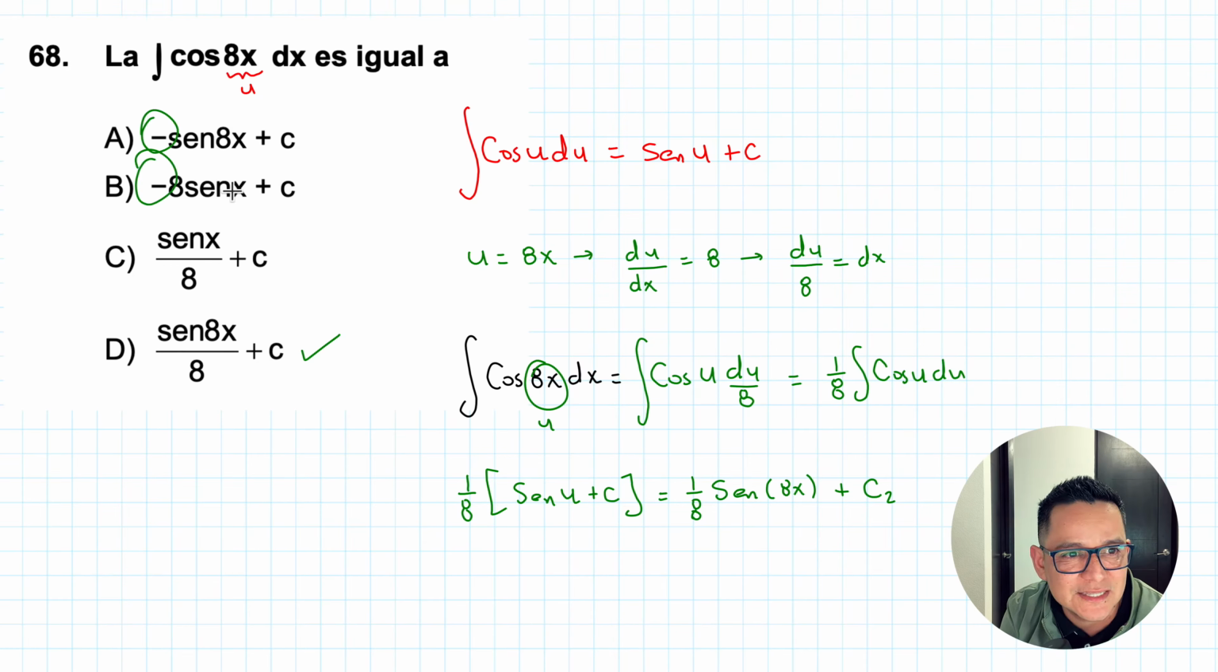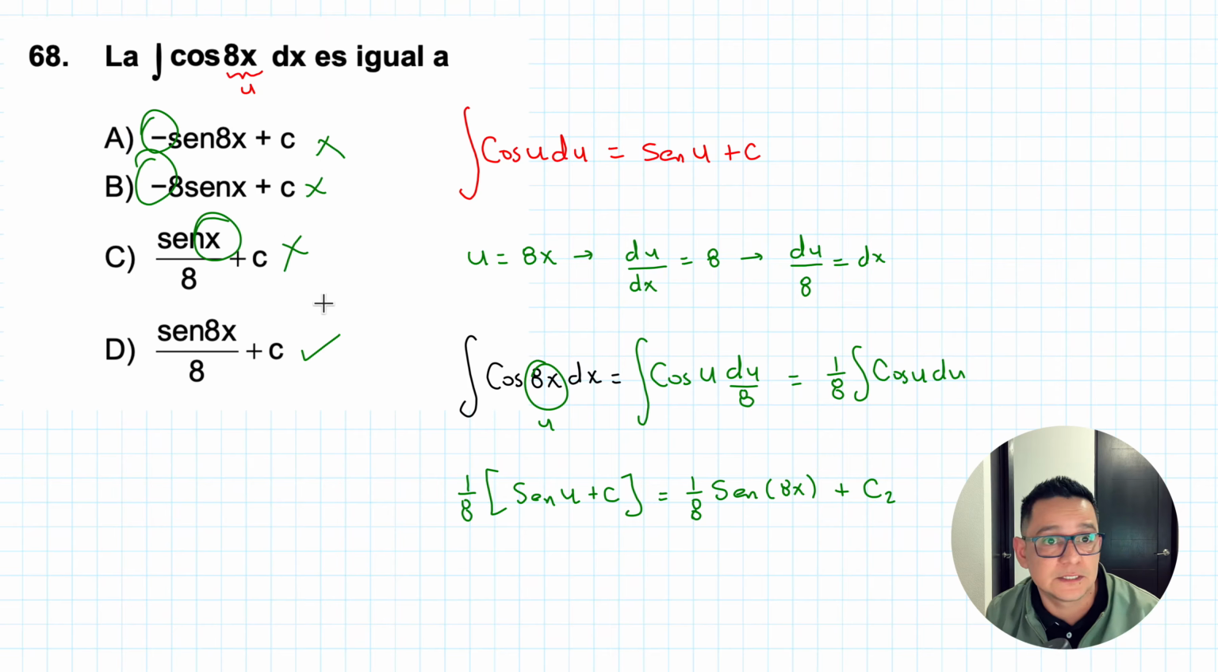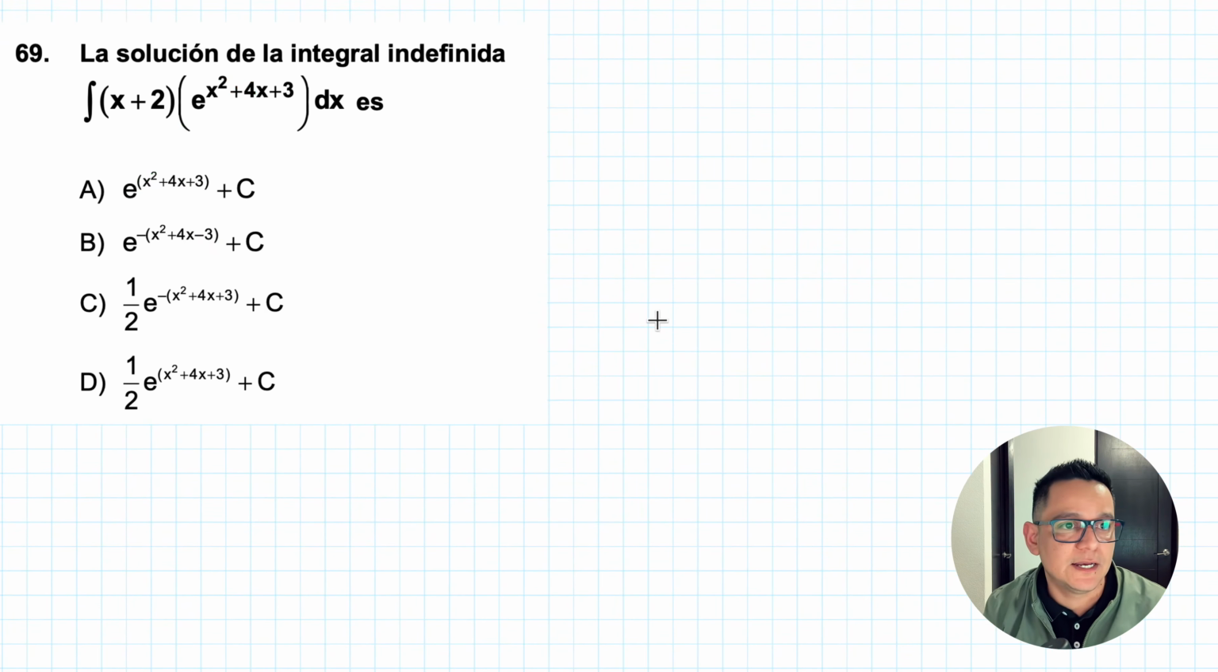Yes, because this one has a negative and this one is missing it. No, these aren't it. This is the correct one. All right, we're done. Here's the solution. Let's move on to the last exercise.